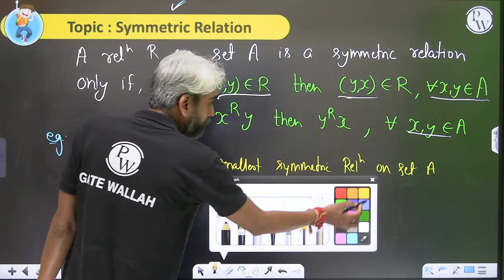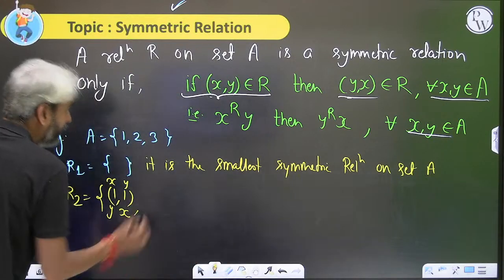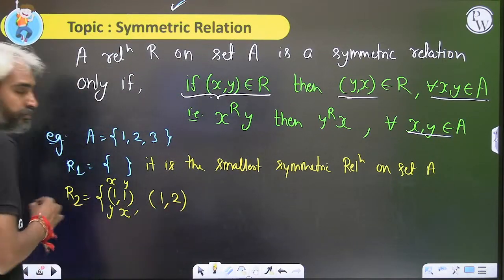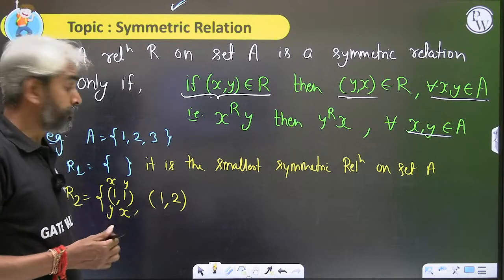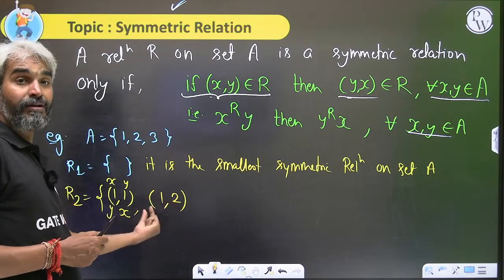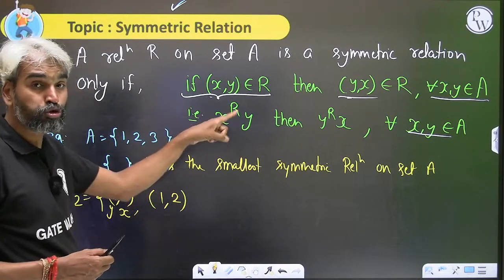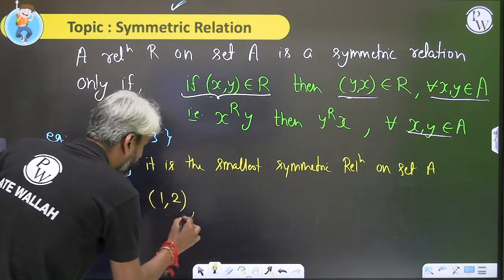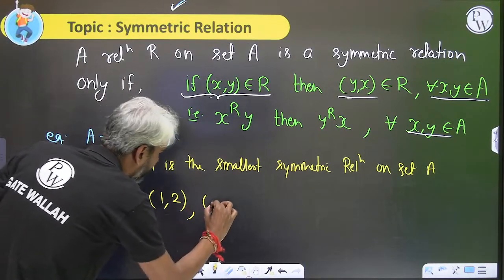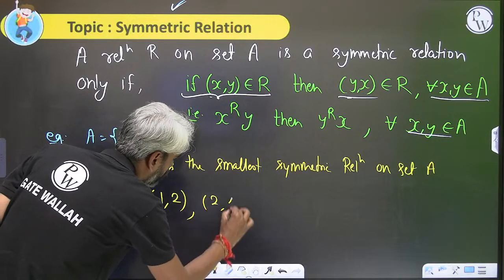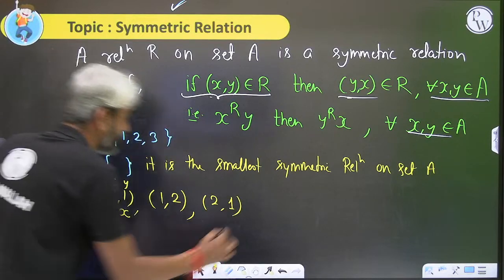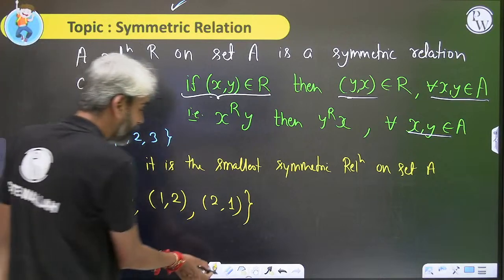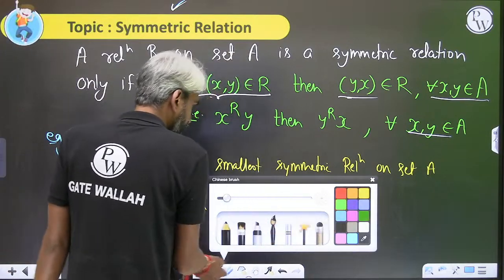But if we have any non-diagonal ordered pair, let's assume we have 1 comma 2, then x comma y, that is, 1 relates to 2. Therefore, 2 should also relate with 1 in the relation R. So if 1 comma 2 belongs to the relation, then 2 comma 1 should also belong to the relation. Please tell me whether this relation is a symmetric relation or not. Yes, sir, it is a symmetric relation.